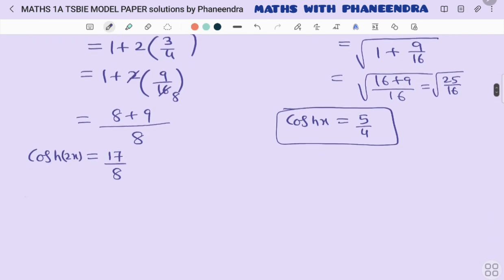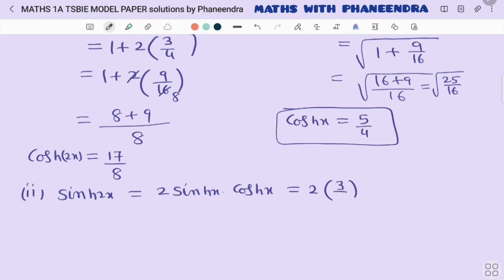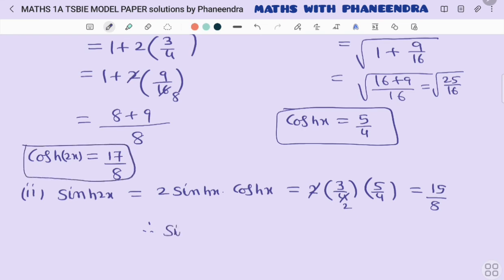Similarly, sinh 2x. Sinh 2x is equal to 2 sinh x cosh x. So, 2 into the sinh x value 3 by 4, the cosh x value 5 by 4. So, 2 ones are 2, 5 threes are 15 by 8, 4 twos are 8. Therefore, sinh 2x is equal to 15 by 8. I hope you understand, dear students.